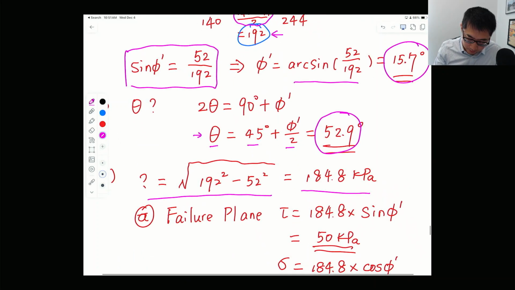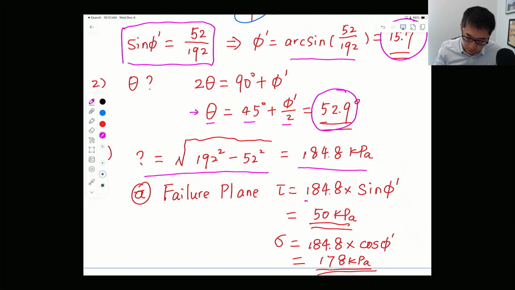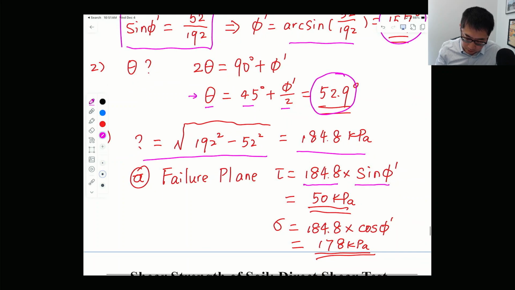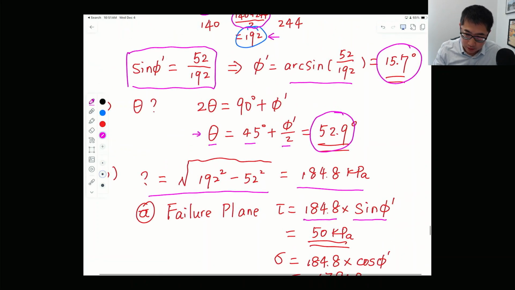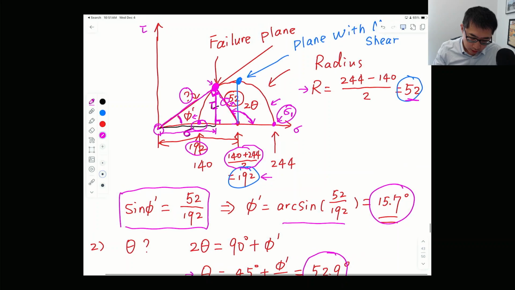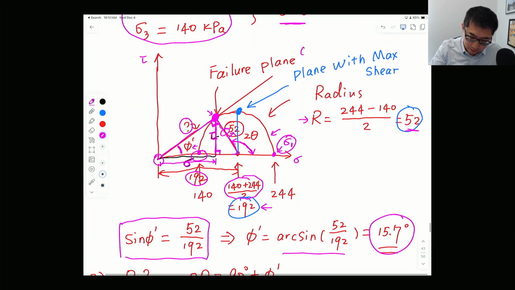So you can come up with your tau, which is going to be 184.8 times sine of the friction angle, which is 50 kPa, and your sigma is going to be 184.8 times cosine of the friction angle. That's going to give you 178 kPa. So the coordinates of the failure plane are going to be 178 and 50. That is the normal stress on the failure plane, and that's the shear stress on the failure plane.